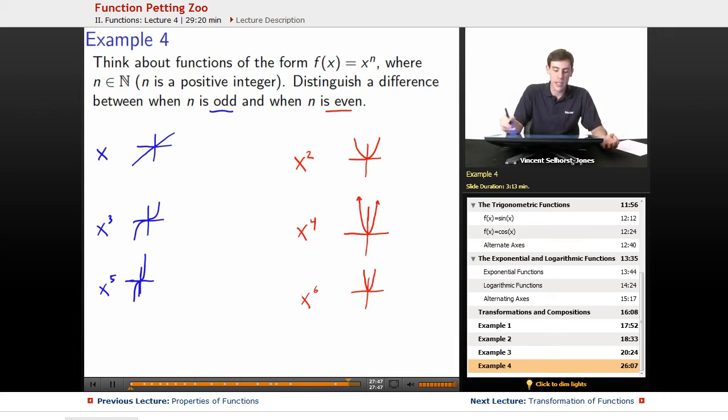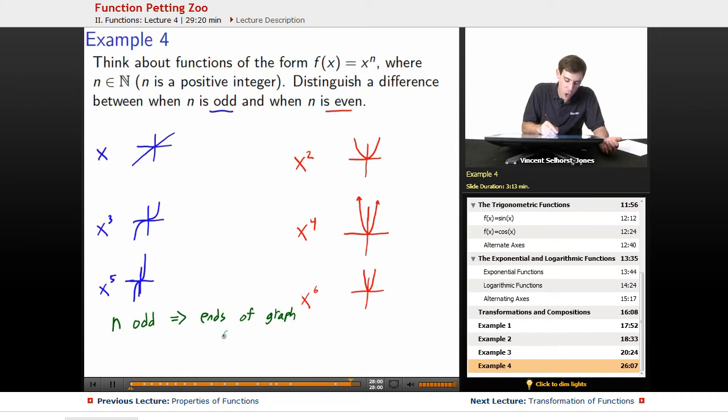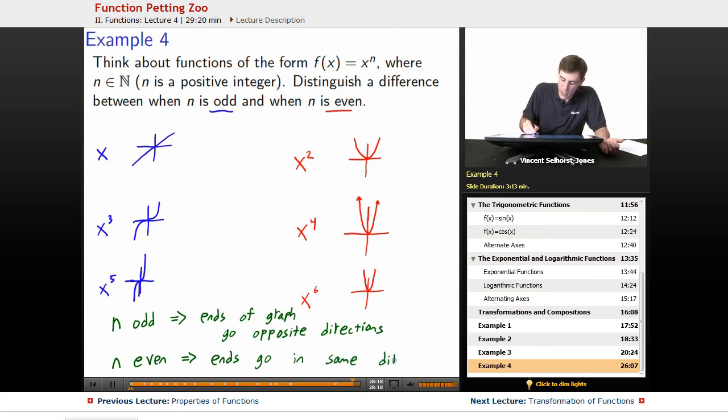So what we're seeing here is when n is odd, the ends of the graph go in opposite directions. But if n is even, the ends go in the same direction. So that's the major difference between these.